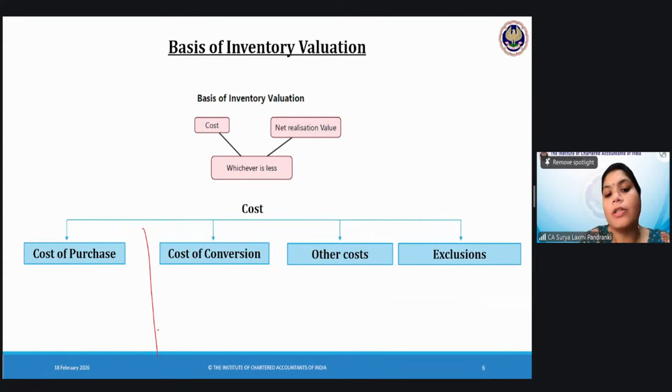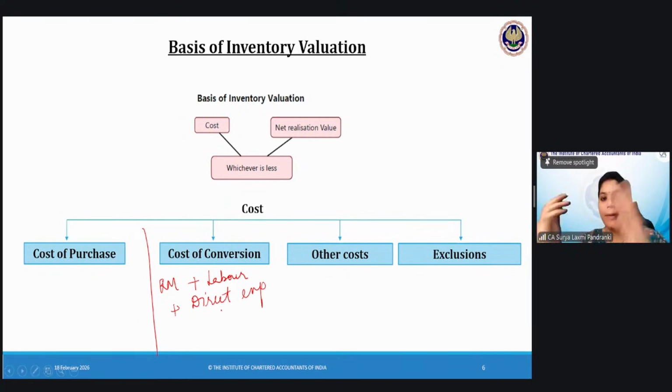Now, what is included in cost of conversion? In cost of conversion, like I told you, raw materials, then we use some labor, some other direct expenses, and then convert them. Conversion means what? Converting a raw material into a finished product, right? So anything that is included in your cost of conversion, like the raw materials, the labor that we use, and any other direct expenses that we are using to convert the product will be categorized under cost of conversion, right?